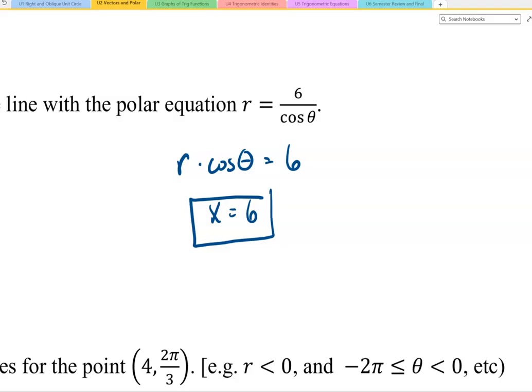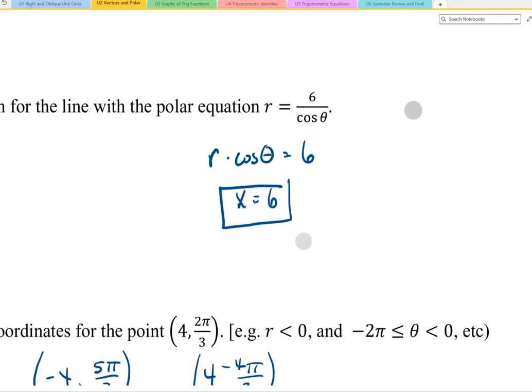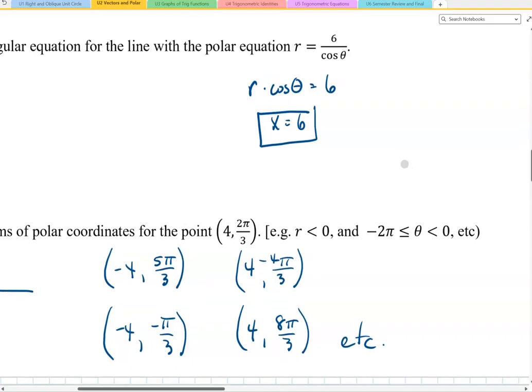R cosine theta is, of course, the same as x, so now we have the equation x equals 6. We know that x equals 6 produces a vertical line, so apparently r equals 6 divided by cosine theta does the same thing.